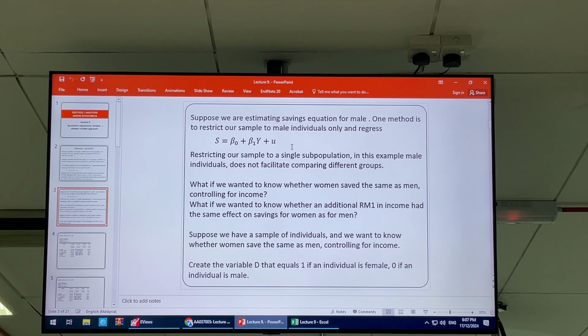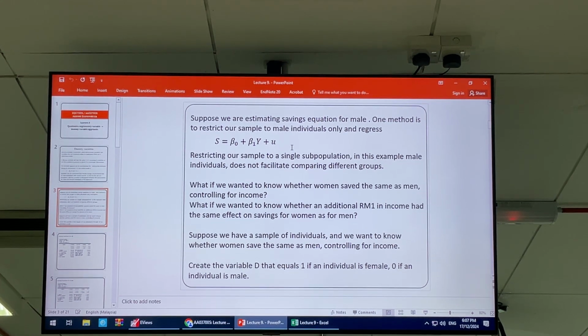However, restricting our sample to a single subpopulation, in this example male individuals, does not facilitate comparing different groups. It does not allow us to perform hypothesis testing in order to say that there is a significant difference between the two groups.